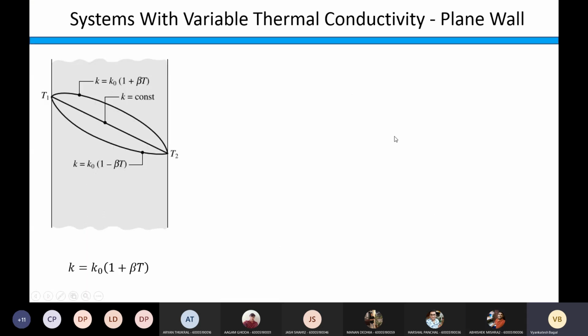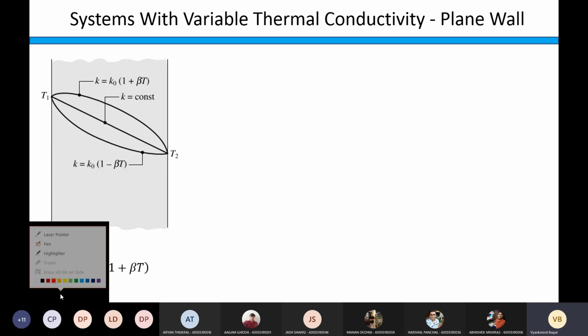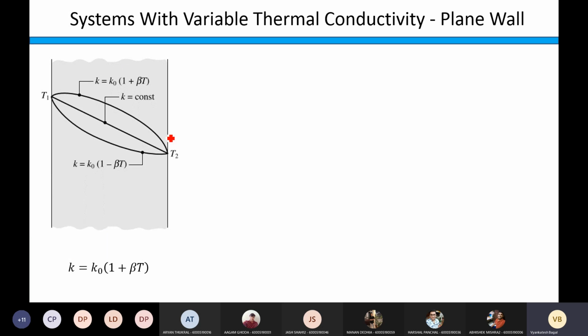Fine. So take down the systems with variable thermal conductivity. Up till now, we have talked about the systems where K was considered constant. We have not considered K as a function of temperature. But now we are going to consider K as a function of temperature. So draw this diagram first.